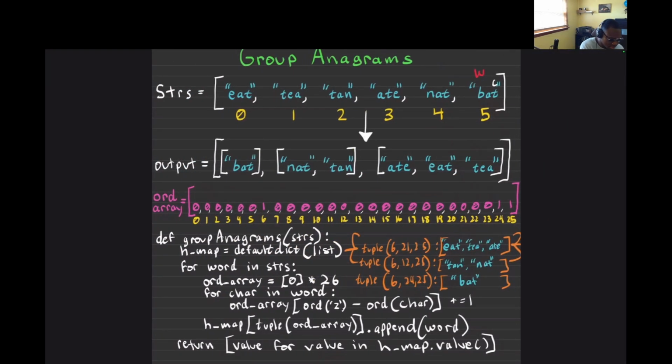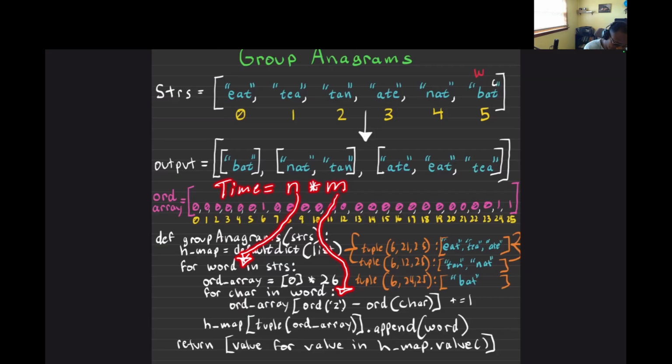So the time complexity is equal to n times m, where n is the size of the given input, so that's that outer for loop, and m is the length of the word, because we're doing it for each character in that word. So n times m, that's the time. And then the space is also equal to n times m as well, because look at this hash map that we're building. We're storing each piece of information from this n times m for loop. So that's why the space is also n times m.